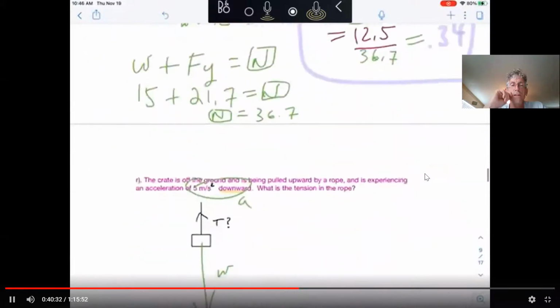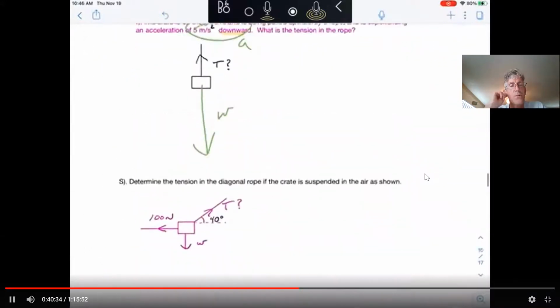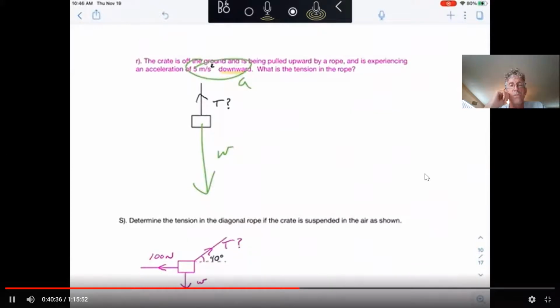Well, I have to find the weight. I'm looking around, it's 15 newtons. The weight is 15 newtons. So net force is the bigger one, the weight minus the T. I know the weight is 15 newtons because it's the same crate. I'm looking for the tension in the rope.